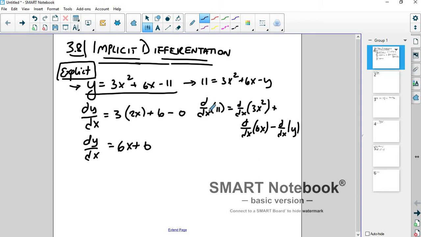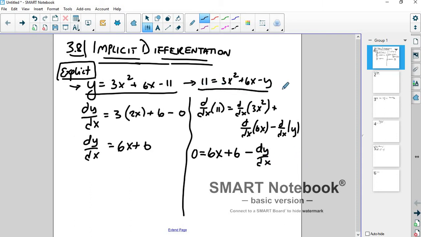And so when I look at this in this manner, the derivative of 11 is 0, the derivative of 3x squared is 6x, the derivative of 6x is 6, and then the derivative of y is dy dx. And so we just take the derivative first, and then we add dy dx to both sides, and we get that guy. So this is the idea of implicit differentiation.